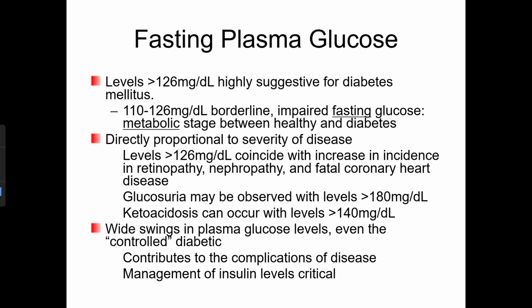Impaired fasting glucose, the metabolic stage between healthy and diabetes. It's directly proportional to the severity of disease. Levels greater than 126 mg per deciliter coincide with an increase in incidence of retinopathy, nephropathy, and fatal coronary heart disease. Glucosuria may be observed with levels greater than 180 mg per deciliter. Ketoacidosis can occur with levels greater than 140 mg per deciliter.